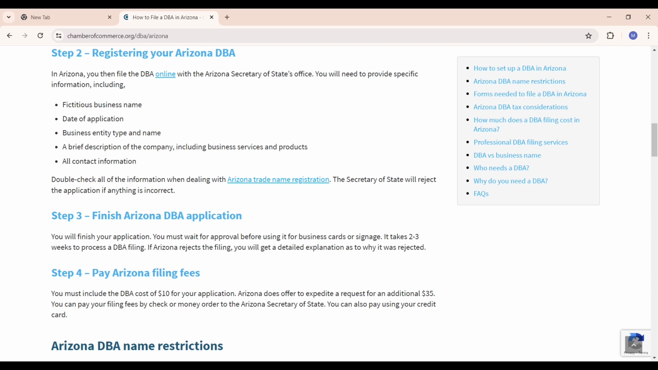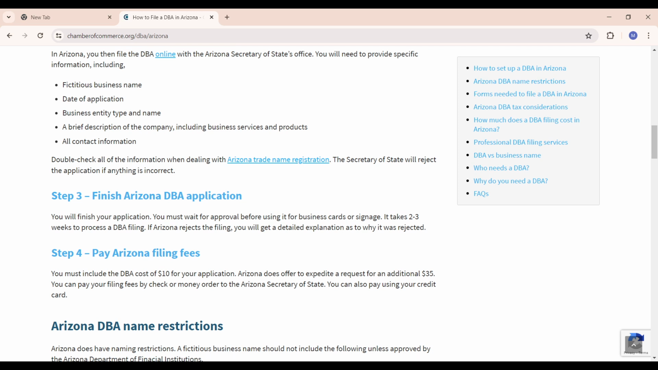Now the last step, step four, is that you have to pay the Arizona filing fees. You must include the DBA cost of $10 for your application. Arizona also offers to expedite a request for an additional $35. You can pay your filing fees by check or money order to the Arizona Secretary of State. You can also pay using your credit card. And that's basically it.